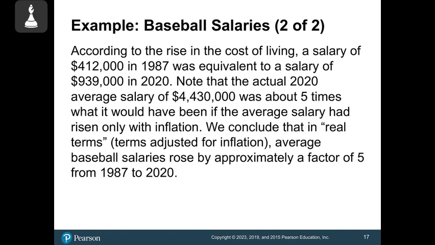So clearly baseball salaries have not risen at the same rate as inflation. They have clearly gone above and beyond what inflation would have done.